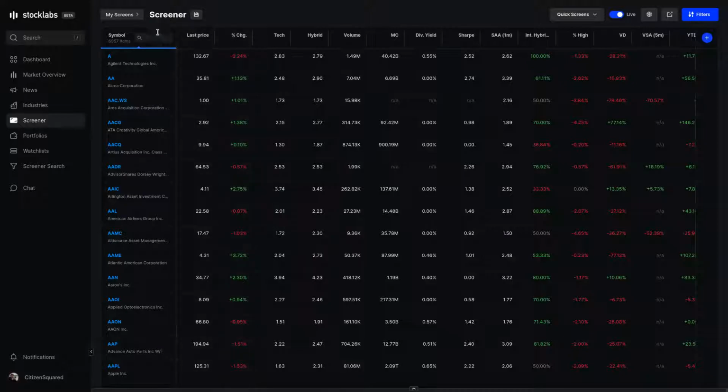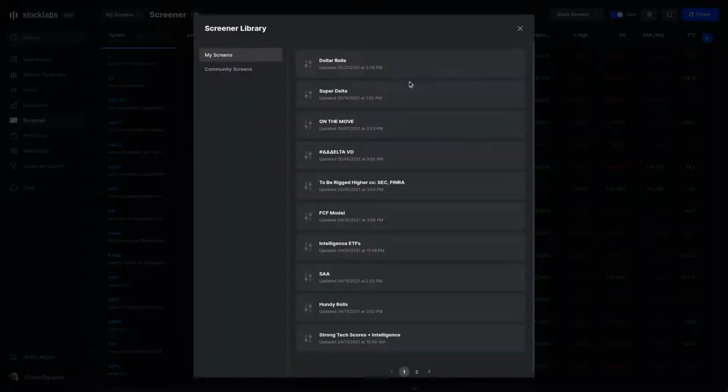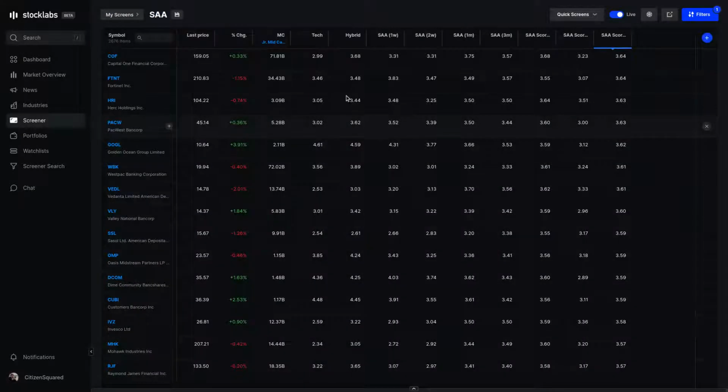Going back to SAA, we can see this list. All these stocks have their technical and hybrid scores listed. Now, these technical and hybrid scores, especially the technical scores, fluctuate from day to day. So looking at the score on one day doesn't necessarily tell you what the score was the day before or the week before, or how it might go in the coming days and weeks.